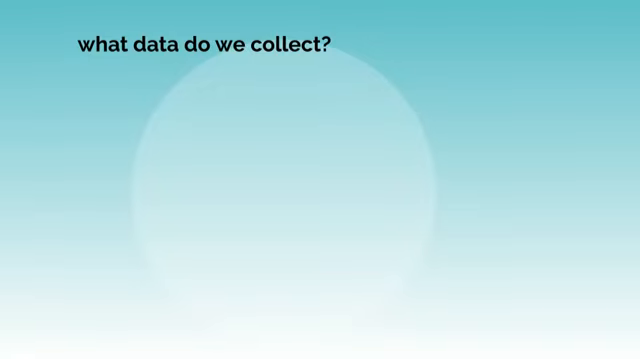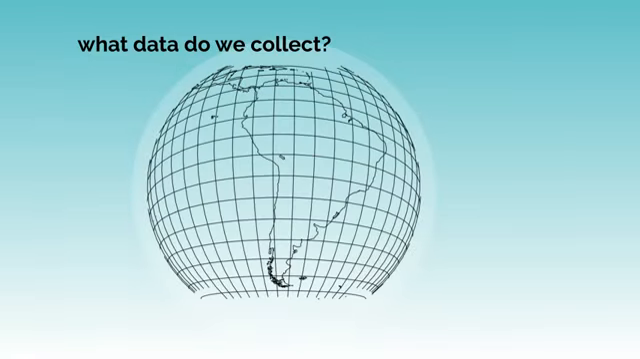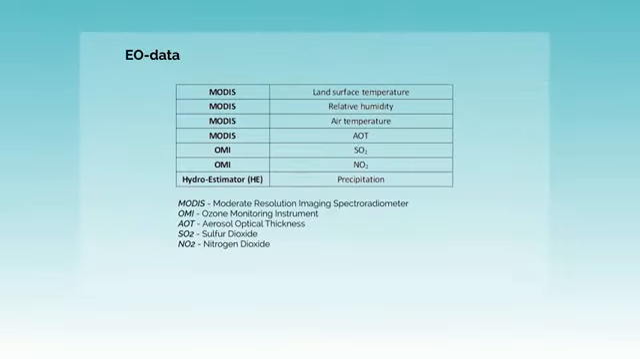What data do we collect for HERACLES? In terms of type of data, we can distinguish the scale of data, namely global or local data, and likewise we can distinguish the data source, data from Earth observation systems, or data from ground measurements. Data from EO or Earth observation systems are available from MODIS, OMI, and Hydro Estimator.